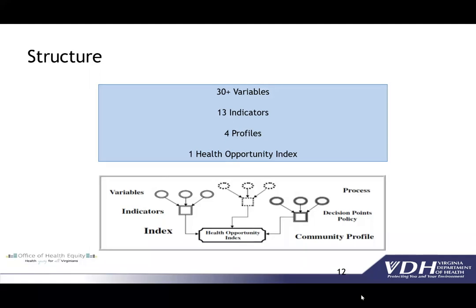So you can see that from over 40 variables to 13 indicators to 4 profiles to 1 index. The 1 index is what points to a direction. That's what we call a heuristic model. If you put this on the map, it tells you where you should be looking within your state or within your neighborhood, where the problems are.